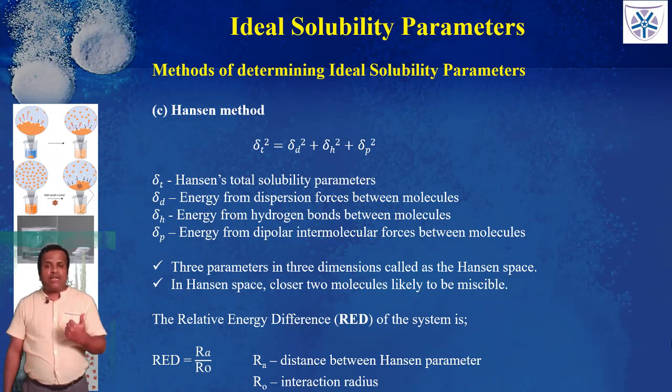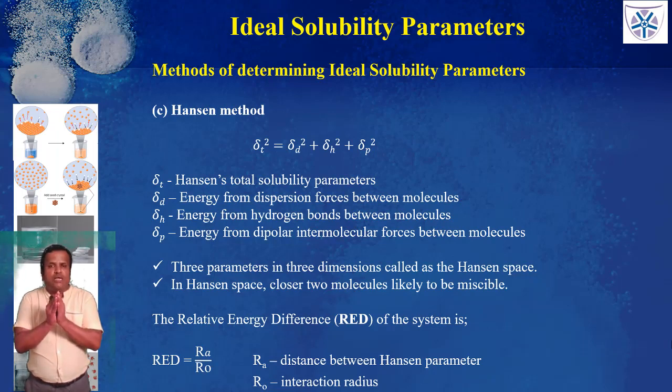Three parameters in three dimensions are called Hansen space. What is Hansen space? There are three dimensions, x, y, z directions, and three parameters are available. If the molecules are very close, it is likely possible to make miscible compounds or make them soluble in each other. Then, the relative energy difference of the system.